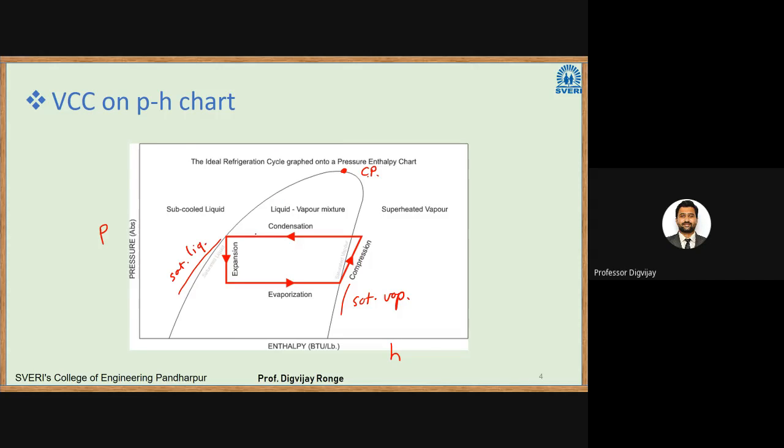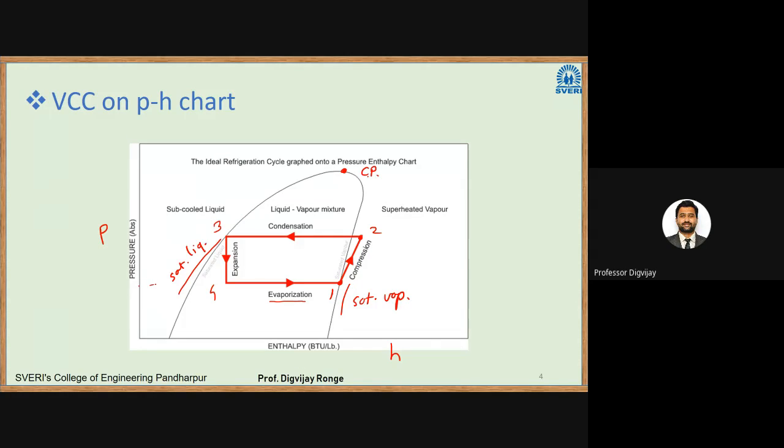In the VCC cycle or VCR cycle, we have two constant pressure processes, one isentropic process and one isenthalpic process. Suppose these are points 1, 2, 3, and 4. Point 1 is the end of the evaporator, or the start of the compressor. Then 1 to 2 is an isentropic compression process, so entropy remains constant. Then 2 is the end of compression. From 2, that high pressure, high temperature vapor will enter the condenser. So 2 to 3 is a constant pressure heat rejection process.